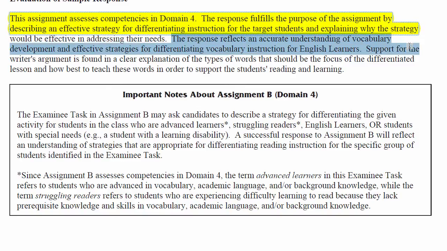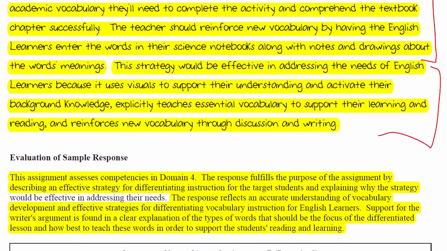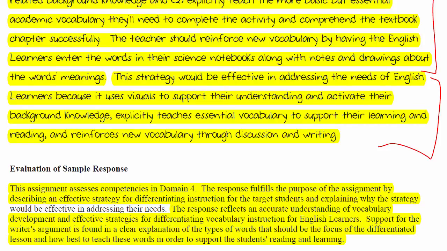The response reflects an accurate understanding of vocabulary development and effective strategies for differentiating vocabulary instruction for English learners. Support for the writer's argument is found in a clear explanation of the types of words that should be the focus of the differentiated lesson and how best to teach these words in support of the student's reading. So really, breaking this thing apart and looking at it is, I think, a very good idea.